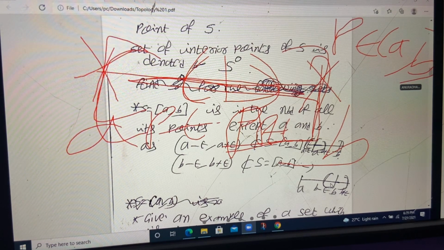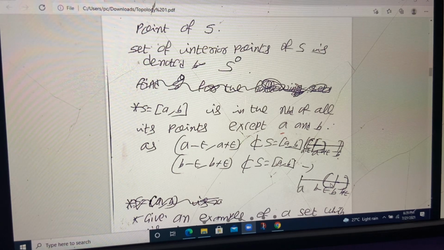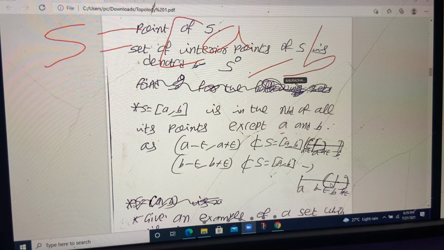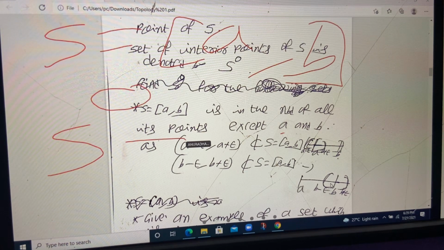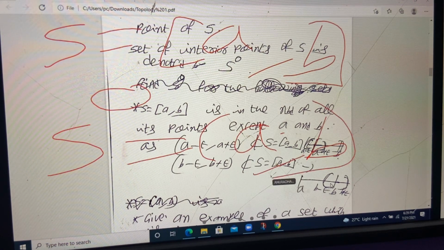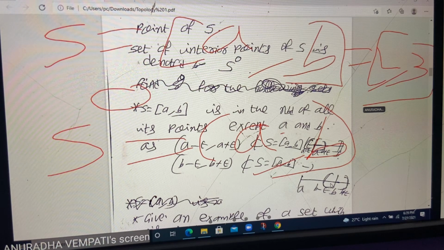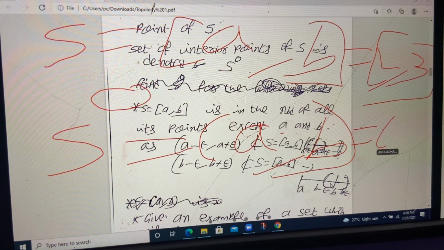Therefore, what are all the interior points of this set S? Every point in between A and B is an interior point. Therefore, what is S interior? If S is a closed interval, remember this as a formula: S interior is the open interval. Suppose in the exam you are asked the interior of [2, 3]. If S is [2, 3], what is S interior? Then you need not do all this. Directly remember this as a formula: open interval (2, 3).